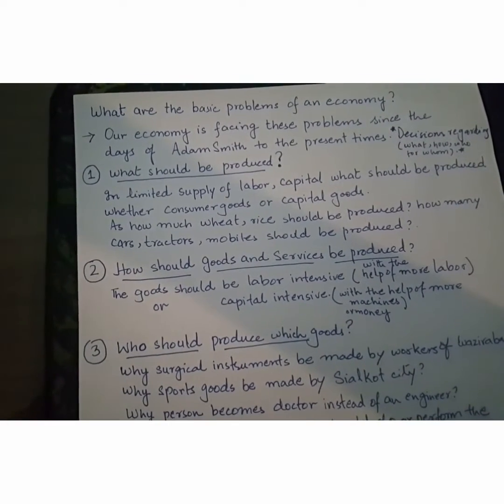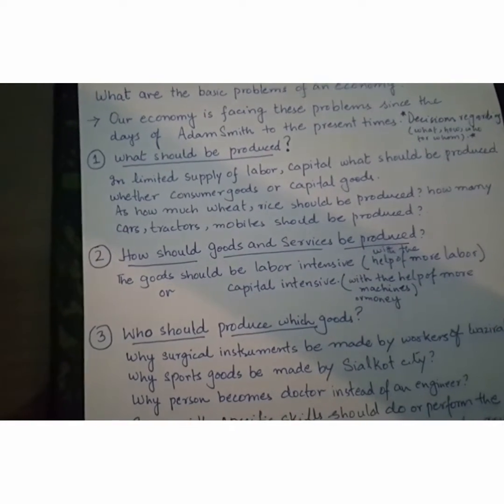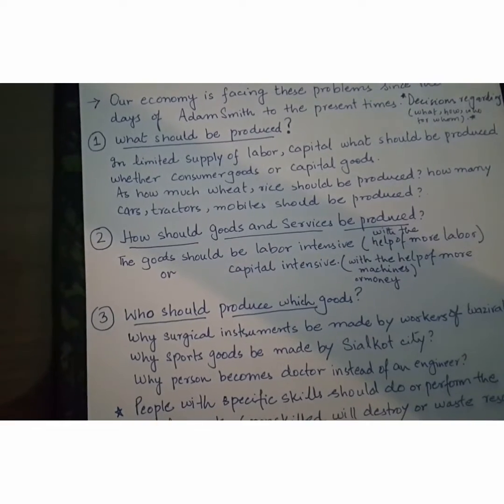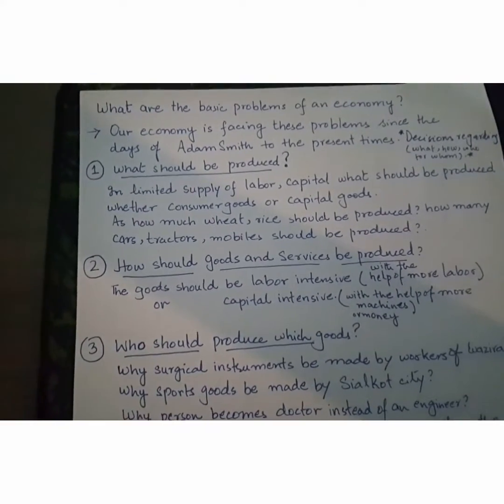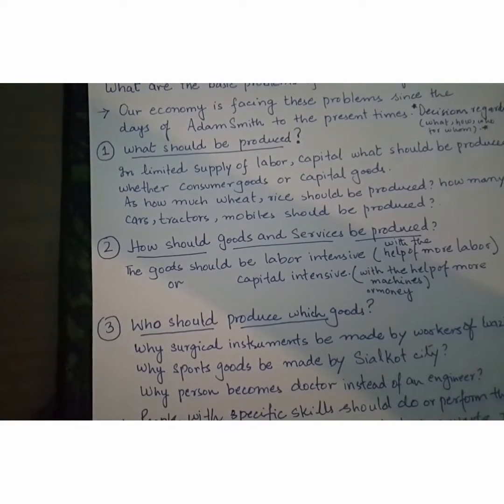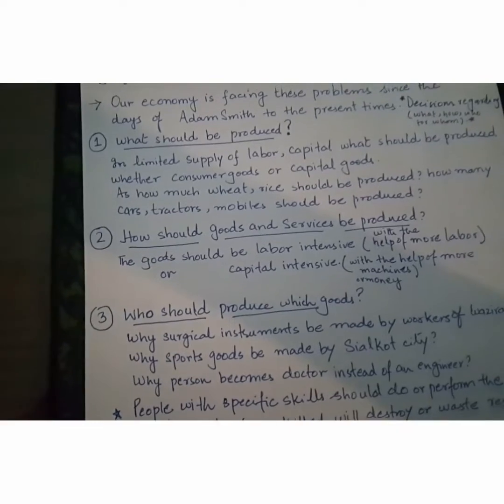So the first problem is, what should be produced? With a limited supply of labor and capital, what should be produced, whether consumer goods or capital goods? How much wheat and rice should be produced, how many cars, tractors, and mobiles should be produced?